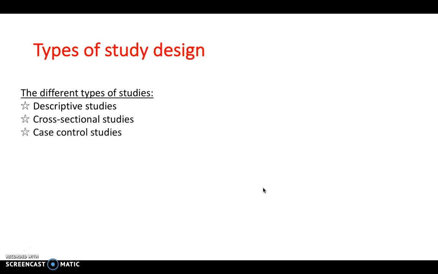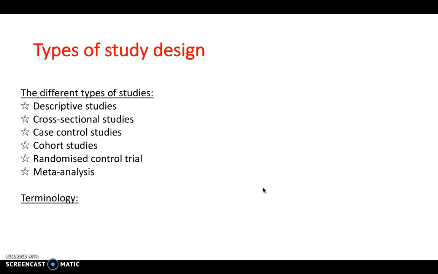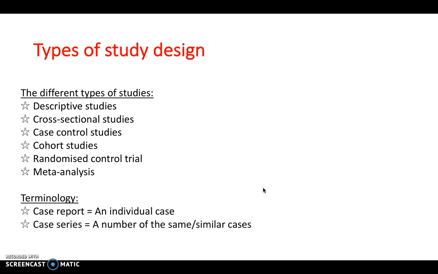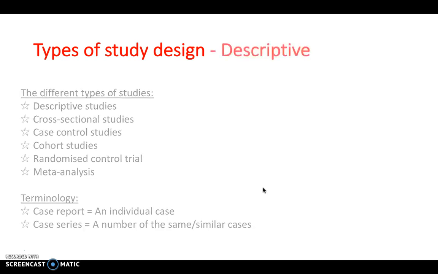Now we're going to look at types of study design. So I'm not going to spend an awful lot of time on each of these individually, but it is good to know about each one on an individual basis. So you have descriptive studies, cross-sectional, case control, cohort studies, and randomized controlled trials, and also you can have meta-analysis. Now all of these studies, there are more study types than this, but these are the main ones to be aware of. Also, a good bit of terminology to be aware of is that a case report is an individual case, and a case series is a number of same or similar cases.